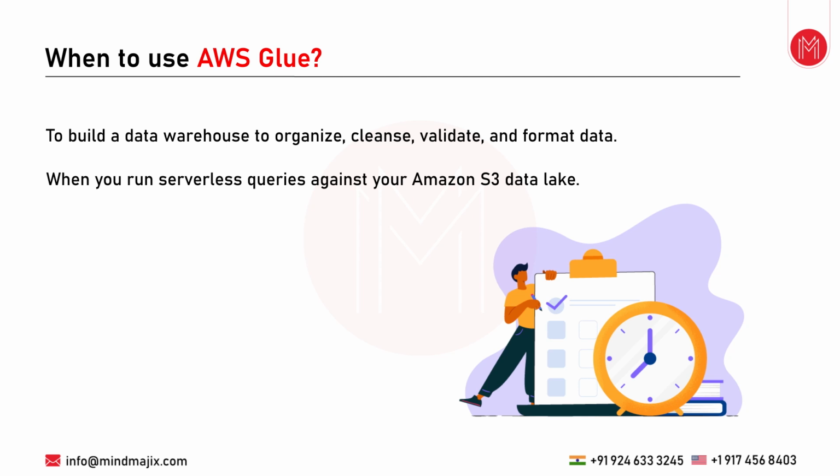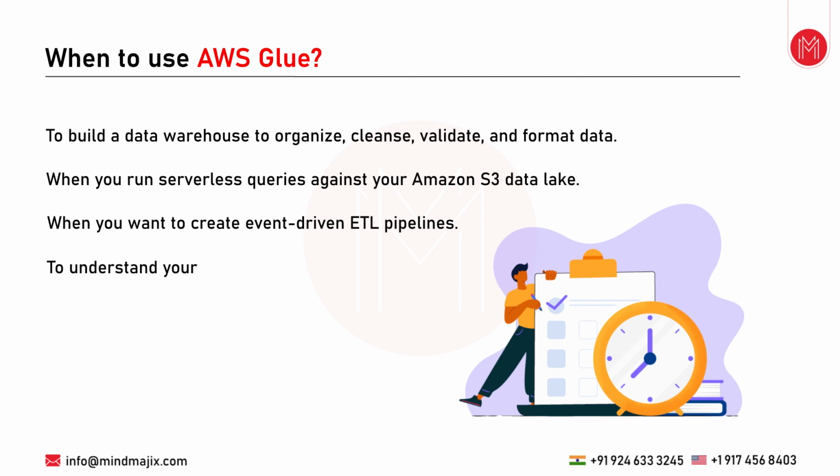The third point here is you can use AWS Glue when you want to create event-driven ETL pipelines. You can run your ETL jobs as soon as new data becomes available in Amazon S3 by invoking your AWS Glue ETL jobs from an AWS Lambda function. You can also register this new data set in the AWS Glue Data Catalog as a part of your ETL job. And the last point here is you can use AWS Glue to understand your data assets.